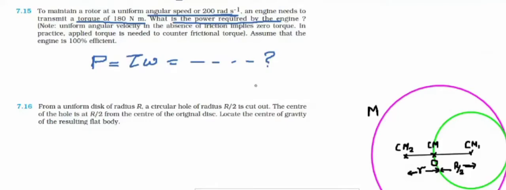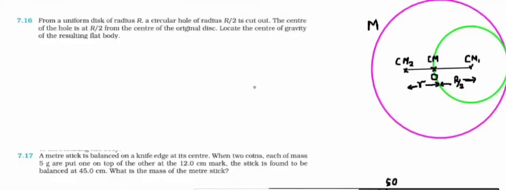Then next, question 60. From a uniform disk of radius R, a circular hole of radius R by 2 is cut out. I have drawn the circular hole in green color. Its radius is R by 2, where R is the radius of the disk. It is cut out. The center of the hole is at R by 2 from the center of the original disk.